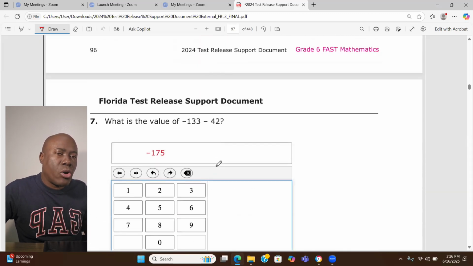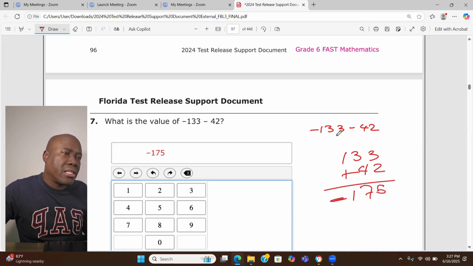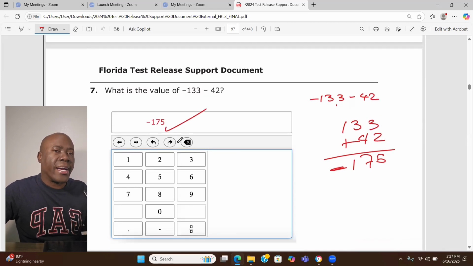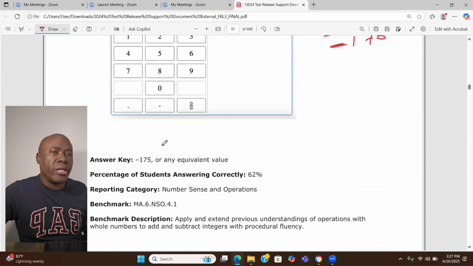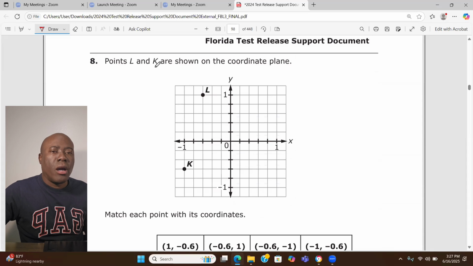All right, let's go to number 7. Number 7 says, what is the value of negative 133 and you're taking away 42? Remember, because these signs are the same, you're just going to add them and keep the sign. So basically, we're going to be adding these. So we're going to get 175, and it's going to be negative, okay? Because with the same sign, you add, keep the sign. So it's negative 175 that you would have actually entered. And this one is not a multiple choice. You are required to enter that one in the response box. Good.